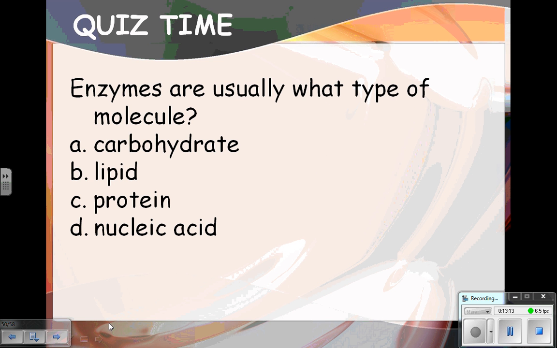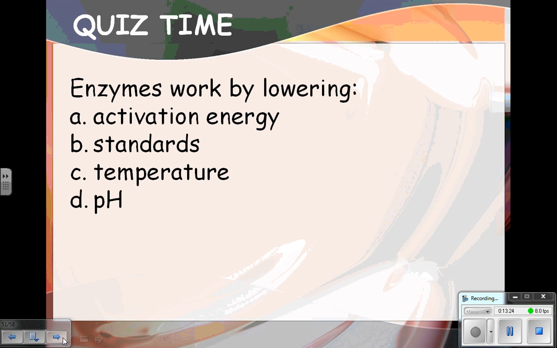Okay, quiz time. Oops, 13 minutes. I think I'm going to pause right here. Let's just do this first one. Enzymes are usually what type of molecule? Enzymes are proteins. Enzymes work by lowering activation energy.